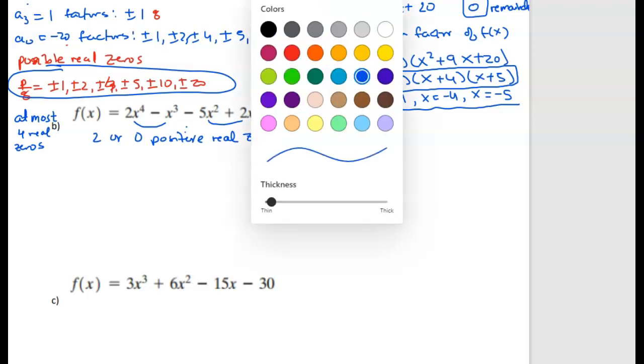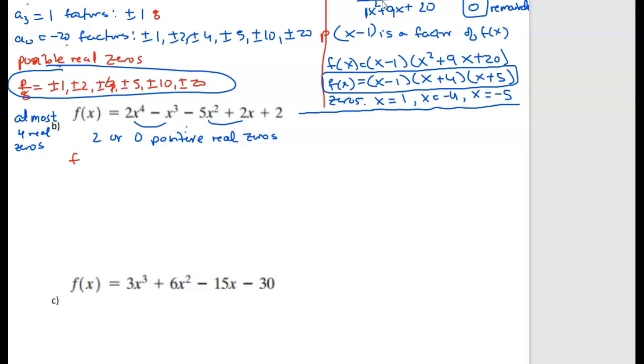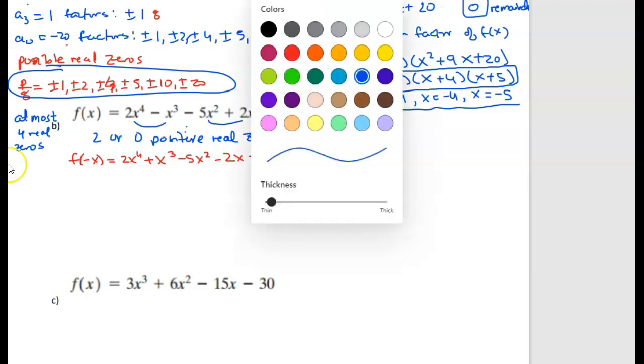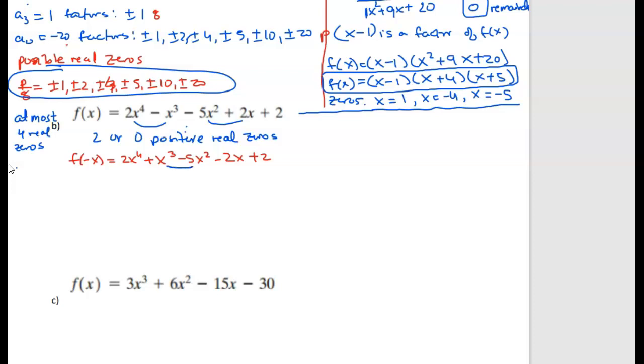All right, and let's do f of negative x. So when you plug in negative into the even power, it stays as it is, but when you plug them into the odd power, they change sign. It's going to be 2x to the 4 plus x cubed minus 5x squared minus 2x plus 2. You see, we want to be quick, right? Because there's lots of steps to the process. So no sign change, 1 sign change, 2 sign changes. So 2 or 0 negative real zeros. Okay.